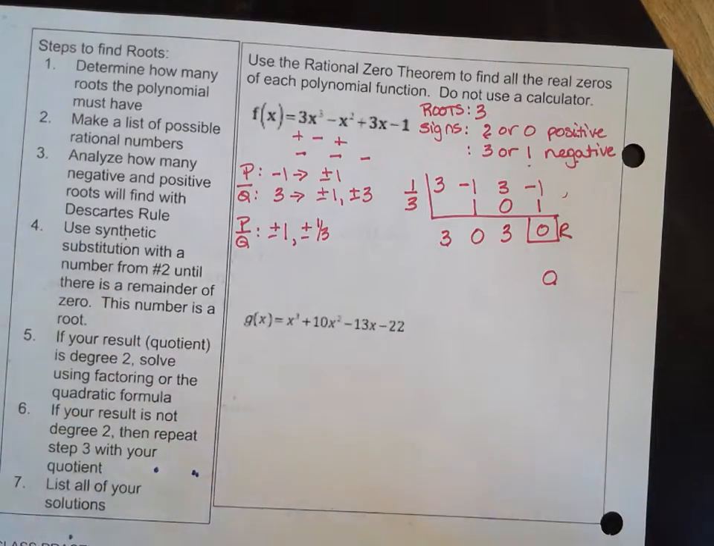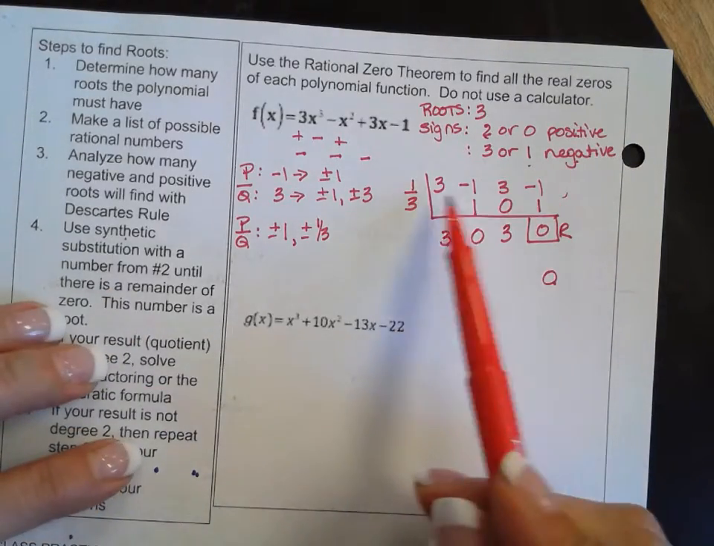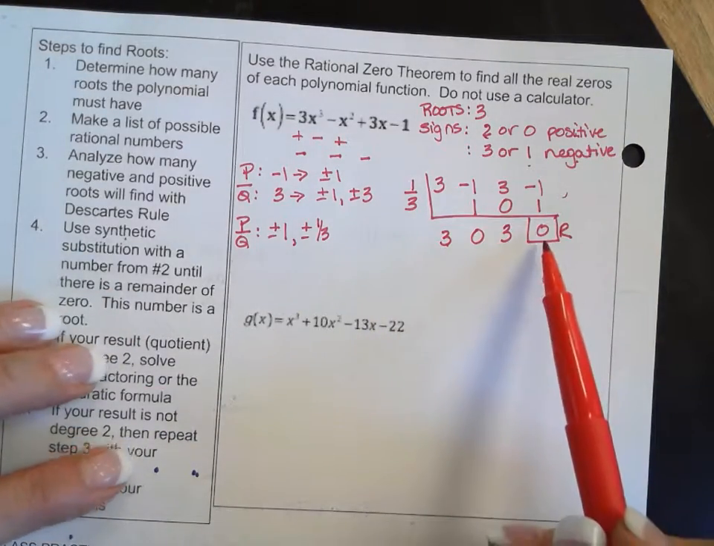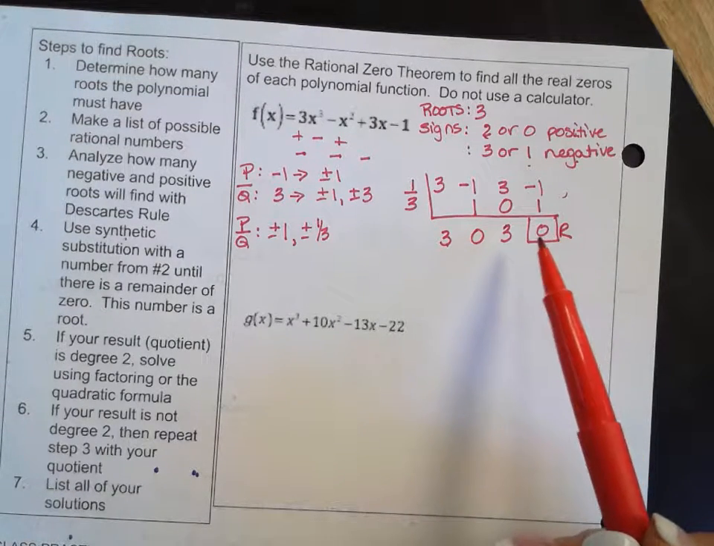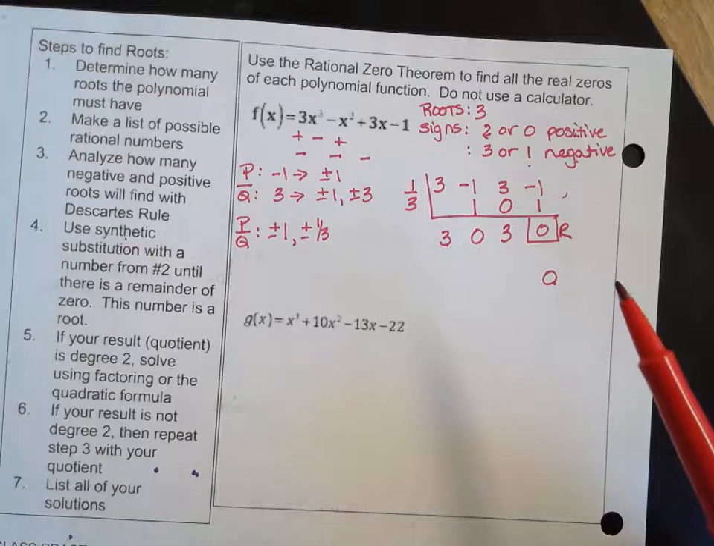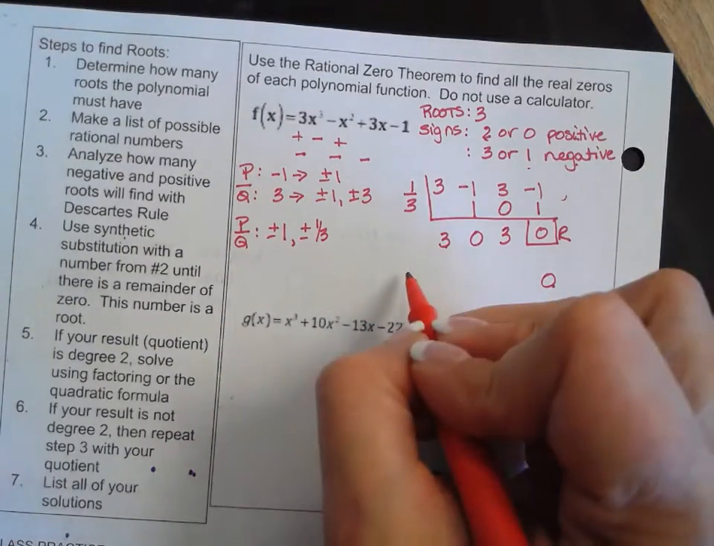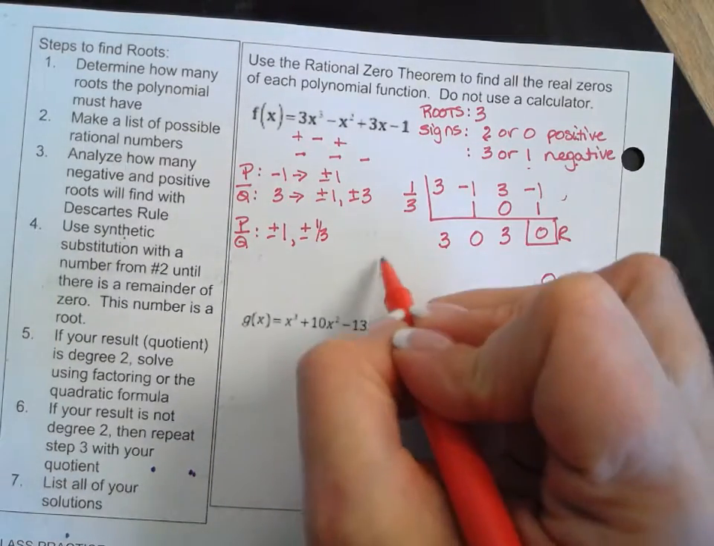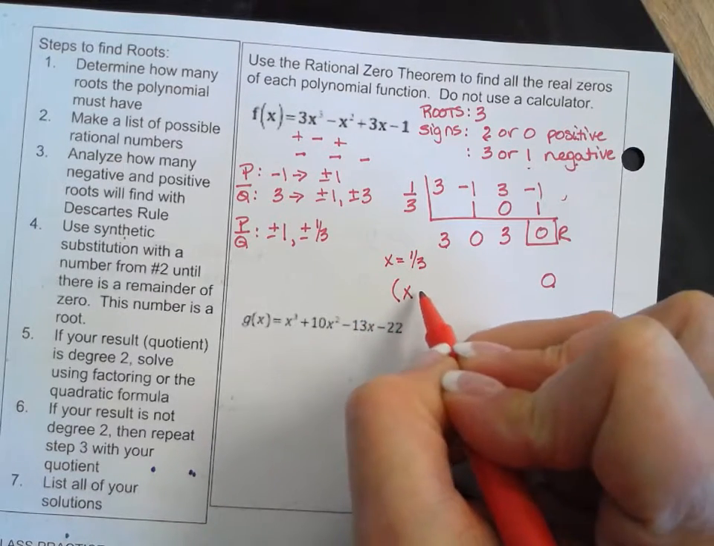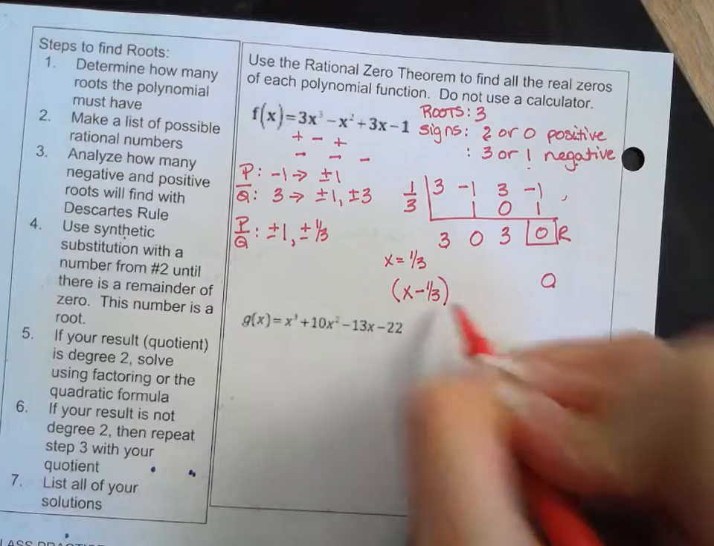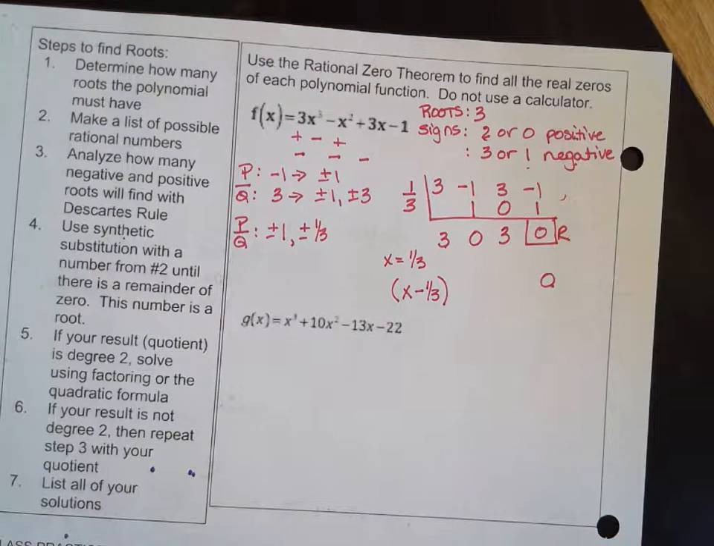So it's one of those where you have to look at your numbers and think, what number is likely to get it to cancel out? All right, so that means that since x is equal to 1/3, I have a root of x minus 1/3. Or a factor, I'm sorry.